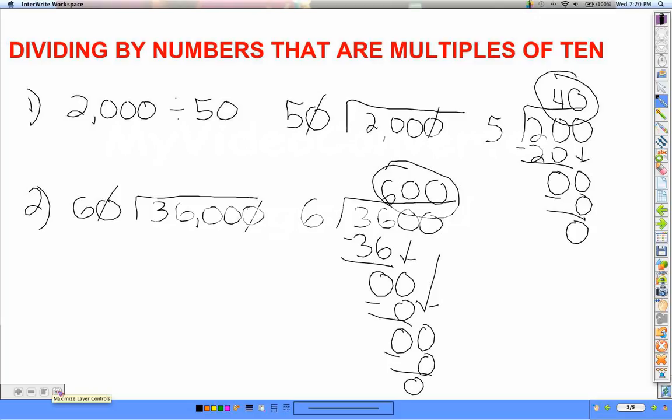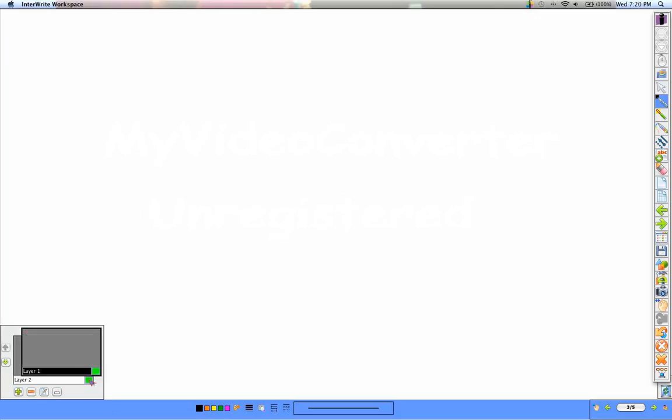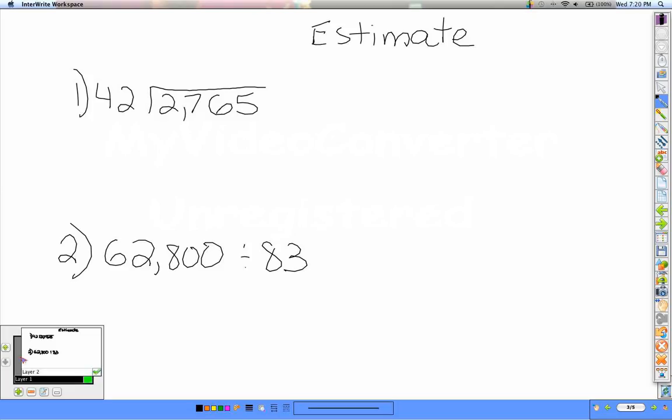Another thing that we've been working on in class is estimating numbers with zeros. And let's practice doing that right now. Now if you notice, this problem says estimate. When you estimate, you don't have to give an exact answer, so you don't have to go 42 divided into 2,765. Instead you can round the numbers, because we estimate by rounding the numbers. Because we don't want to get an exact answer, we just want to know our answer is in the ballpark, it's close. So the first thing we would do is round 42 to 40.